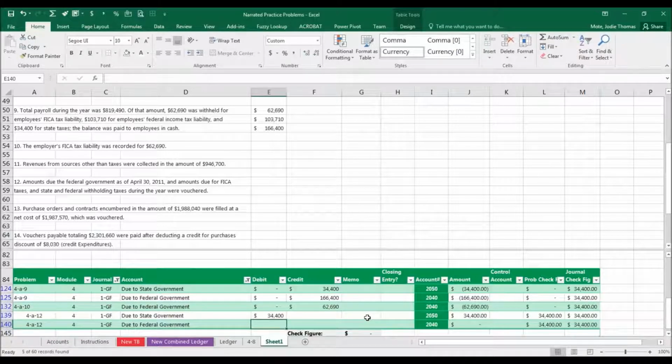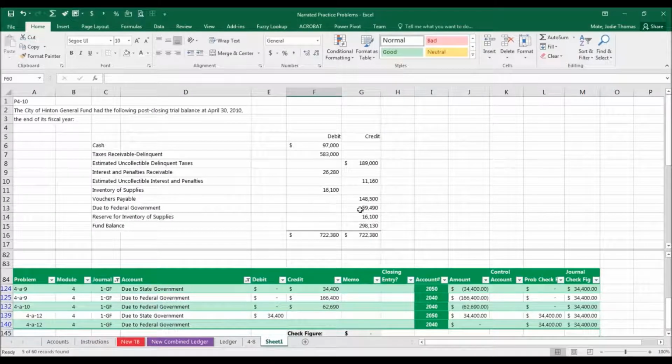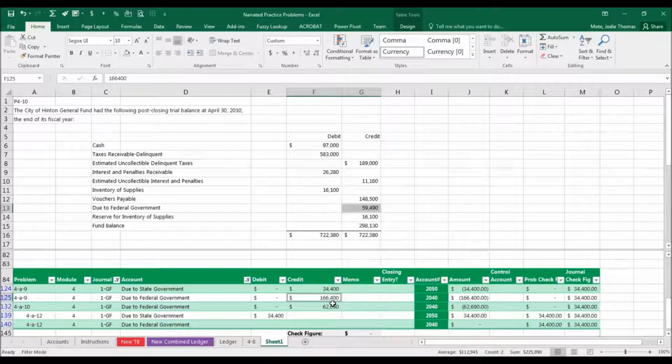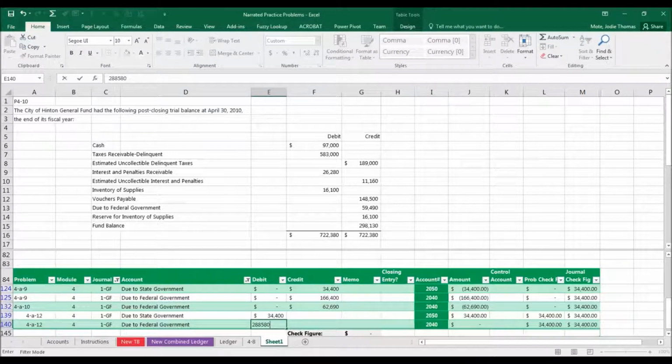And due to federal government, we have, let's see here, are these the three? Do we have a beginning balance there? Let's see if we have a beginning balance. Yes, we do. 59,490. So you have to take into account when it says all amounts in the due to federal government or due to state government accounts, you've got to be sure you're going back and checking your beginning balances too. So I think it's going to be that amount of the 59,490 plus that amount, holding down our control key to get all three of those. Our total, as you can see down here, hopefully, is $288,580. So that's going to be our debit for due to federal government.